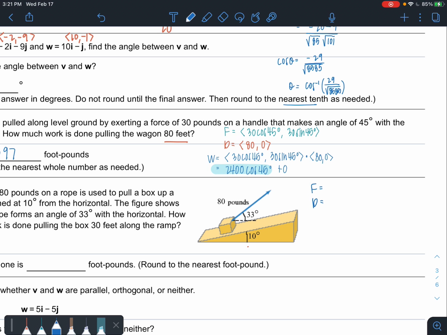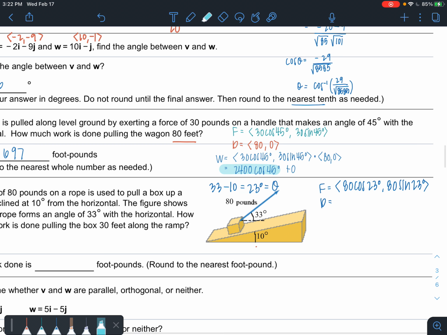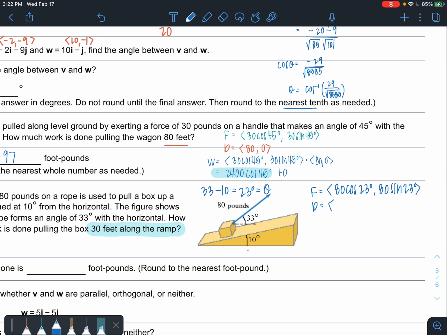So for a force vector, I have two angles here, but what I need is the difference between them. So I'm going to take 33 minus 10 to get 23 degrees, and that's what theta equals. So my force vector is going to be 80 cosine of 23 degrees, 80 sine 23 degrees. Then my direction vector, it's moving 30 feet along the ramp. And so it's moving 30, 0.